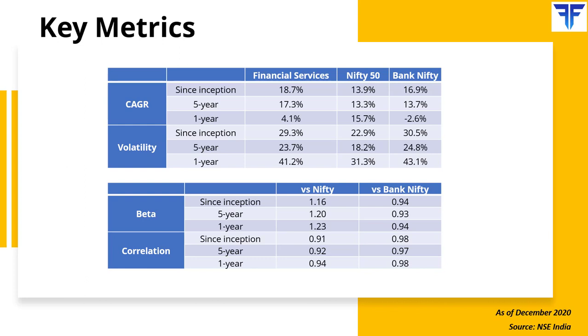Meanwhile, the table at the bottom shows beta and correlation of the Financial Services Index versus Nifty and versus Bank Nifty. These figures shouldn't come as a surprise. As can be seen, the Financial Services Index tends to move more than Nifty but slightly less than Bank Nifty. Also, although the Financial Services Index shares a strong positive correlation with both Nifty and Bank Nifty, it tends to be more closely correlated to Bank Nifty given its composition.